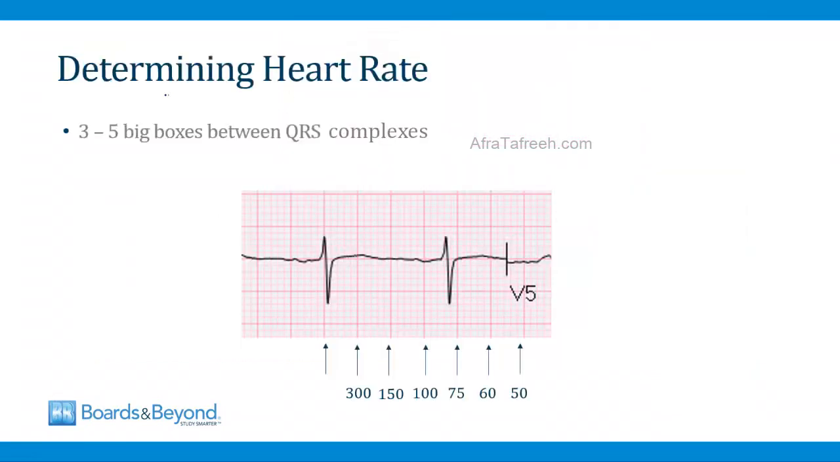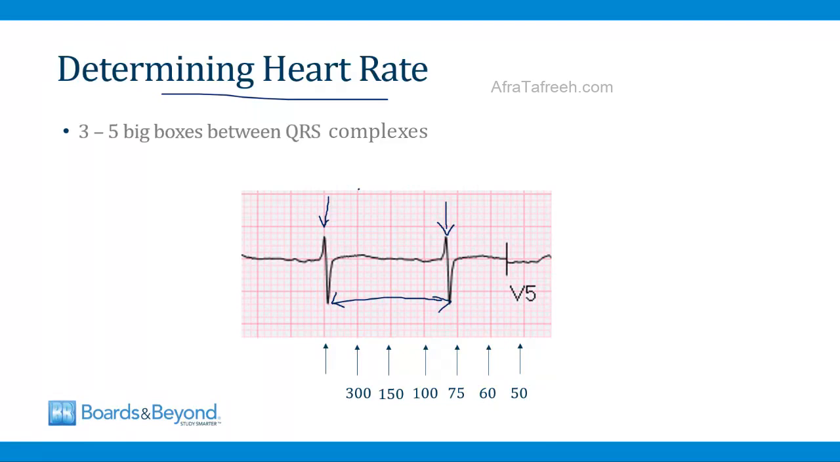Let's talk about how to determine the heart rate. There are many ways to do this, but the way I have always done it is by counting the number of big boxes between two QRS complexes. Each QRS complex represents the depolarization of the left ventricle. That's when the left ventricle squeezes, and that's when you can feel the pulse on the patient's radial artery. So the time between two QRS complexes is the time between heartbeats, and that can tell you the heart rate.